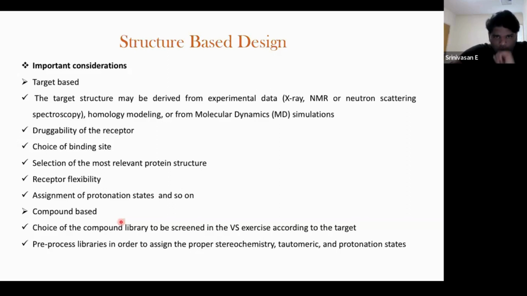Sorry, in target-based design, the most important feature is the target. You have to identify it, find the particular binding site, and find the most relevant structure. You have to find the flexibility of those structures, and then find the protonation state. Then you can go for molecular docking.